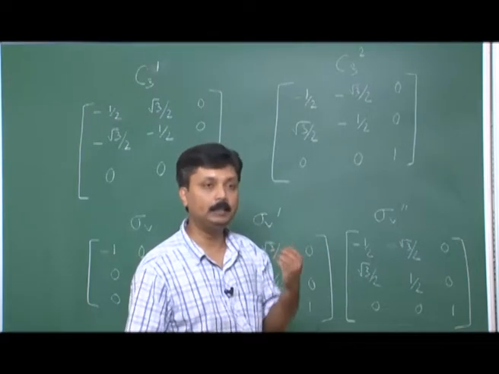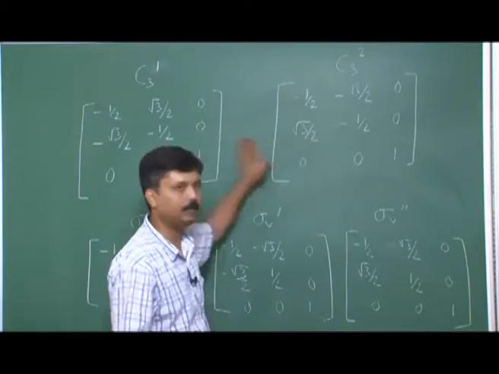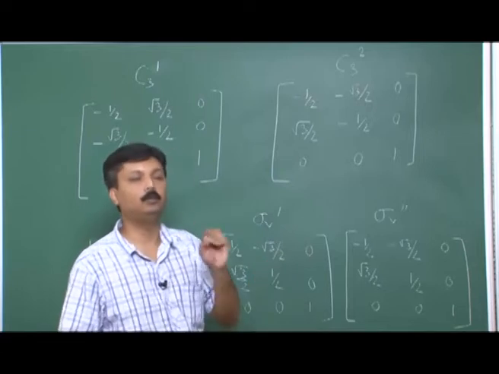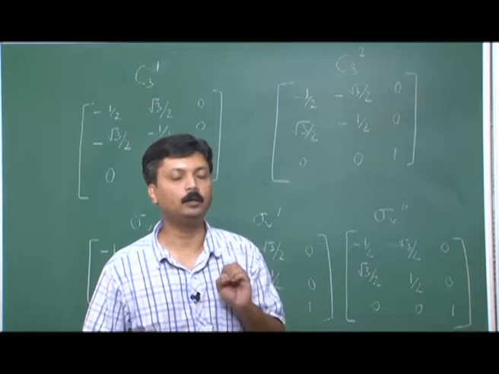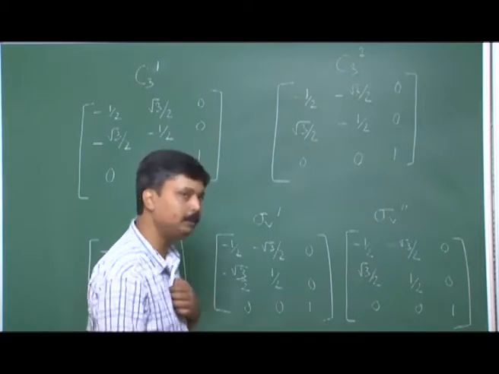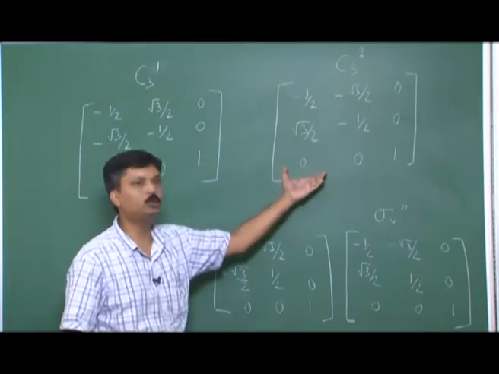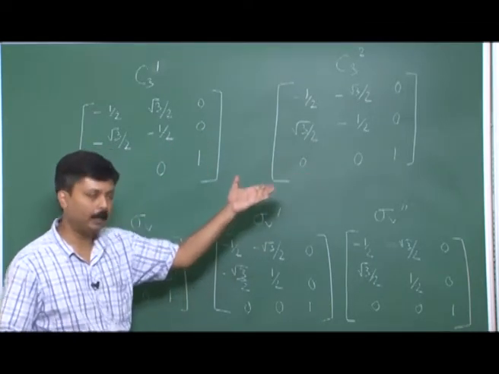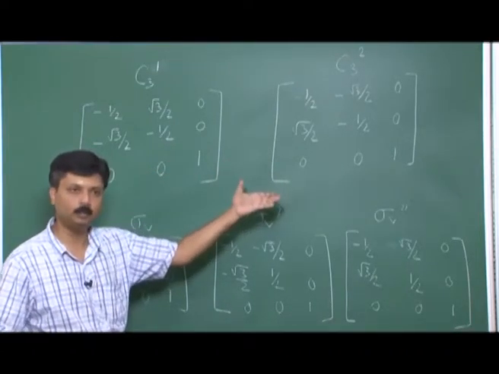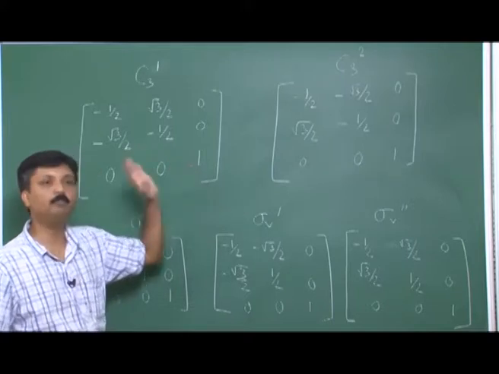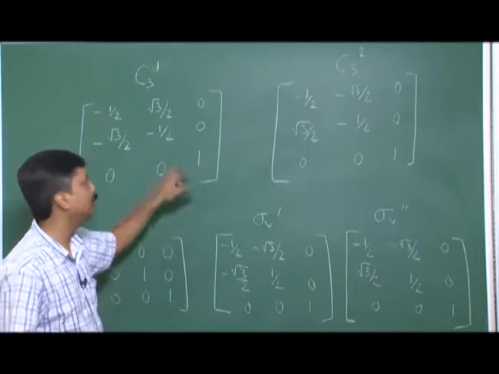So now the matrix representations of C3 and C3 squared, which are given here, should also follow the characteristics of the symmetry operations. That means these two also should form a class. Therefore, these two matrices should be conjugate. If whatever we learned in the last class is true, then their characters should be identical. Let's have a look at this.